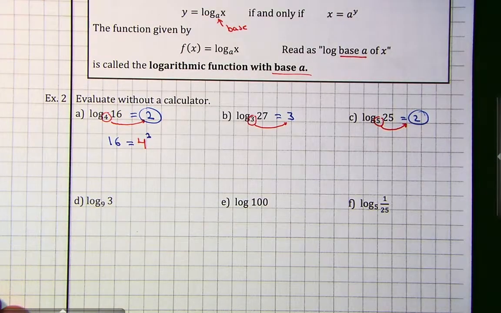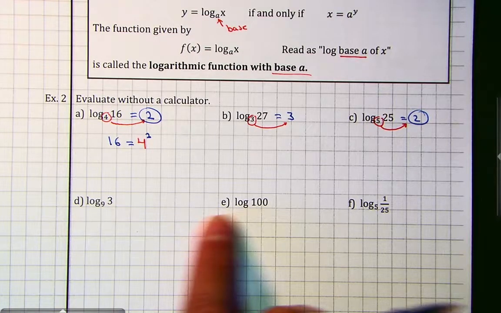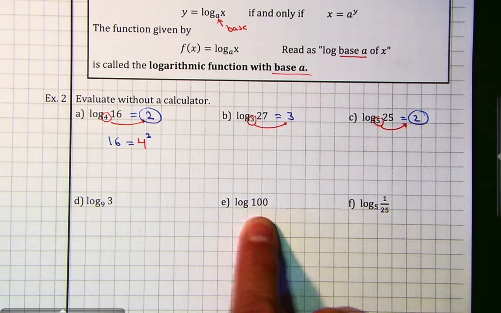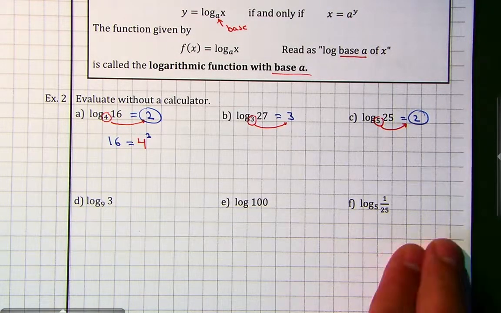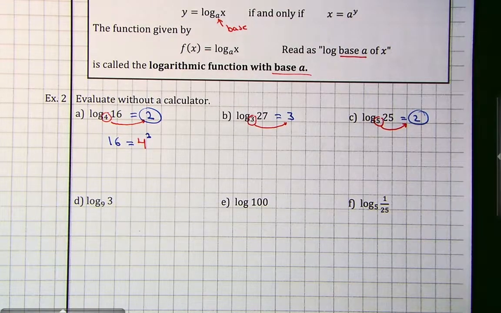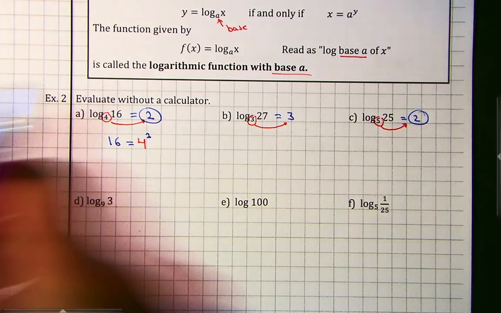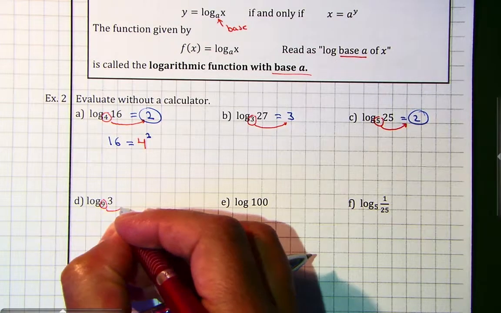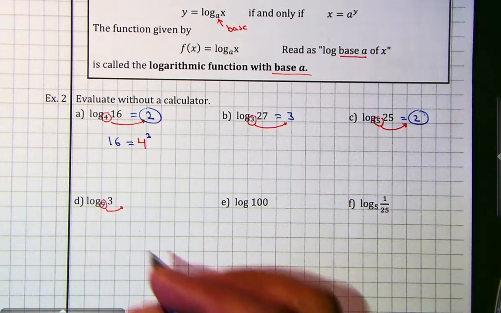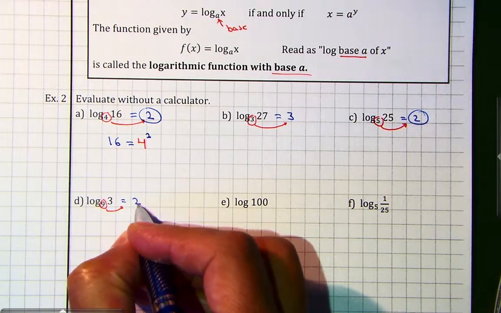D, E, and F. Go and copy them down. See if you remember. That one should be an easy one. E and F. Go and pause it. So let's see. 9 to what exponent is 3? 9 to the second power.